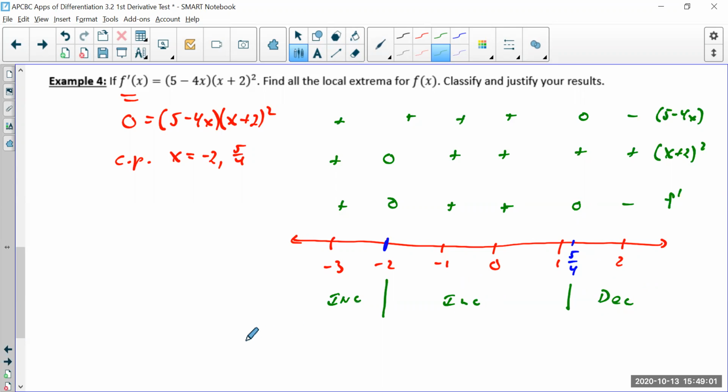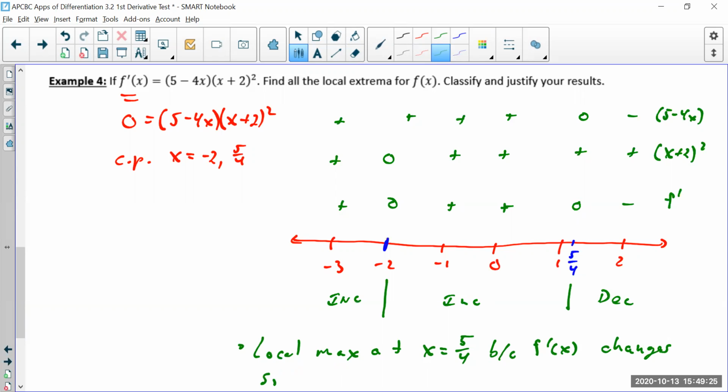So putting all this information together, we can say there's a local maximum at x equals 5/4 because f prime of x changes sign from positive to negative.